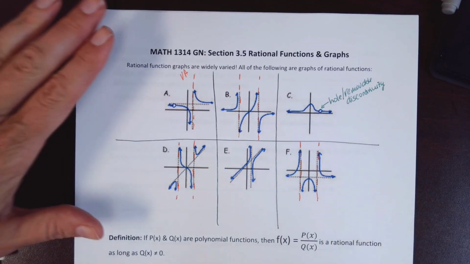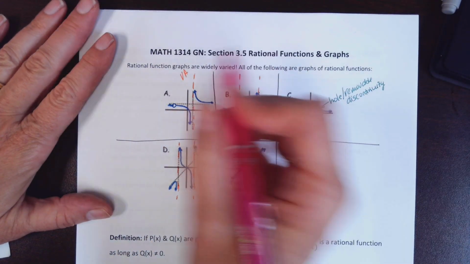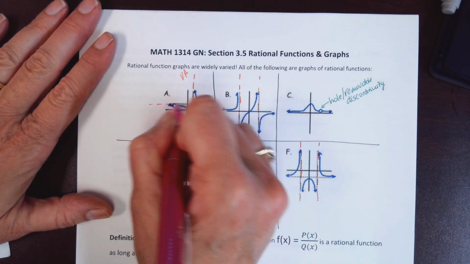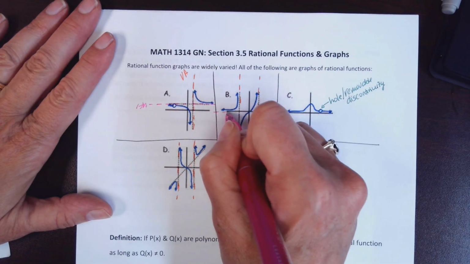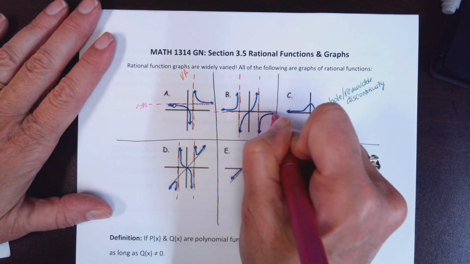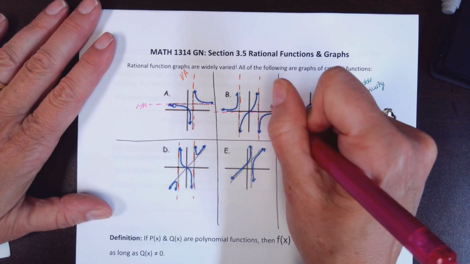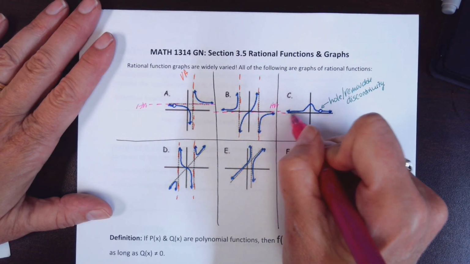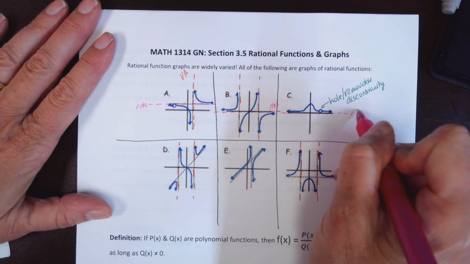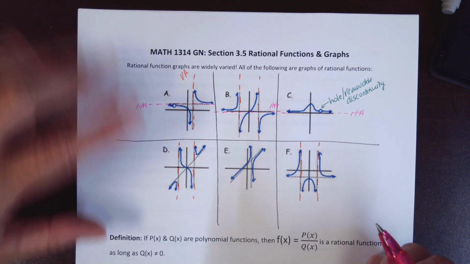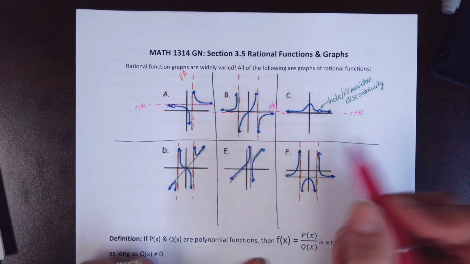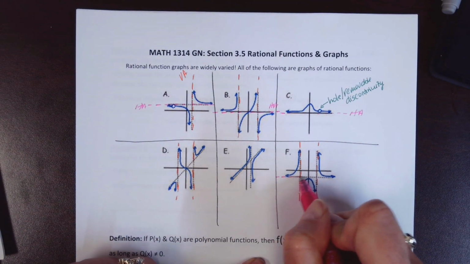We have horizontal asymptotes. Horizontal goes left to right. Horizontal asymptotes, here's one. A has 1, B has 1, it's on the x-axis so it doesn't really show up. C has a horizontal asymptote at the x-axis. D does not have a horizontal asymptote. E does not have a horizontal asymptote. F has a horizontal asymptote.